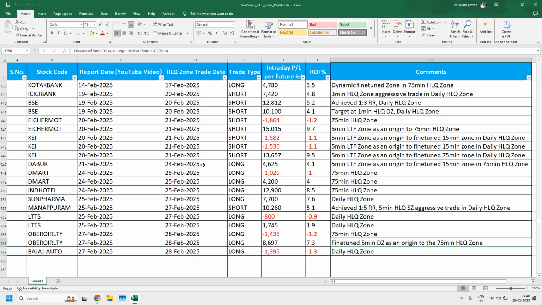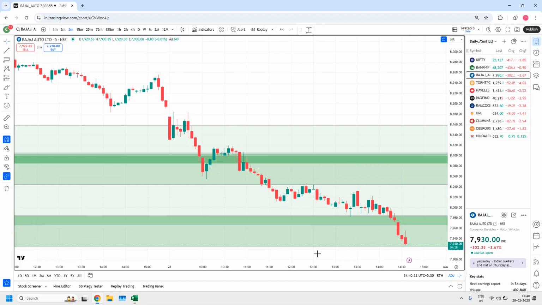So how much loss has Bajaj Auto given? Bajaj Auto has given 1,395 rupees loss, which is 1.3% negative ROI based on one futures margin cost.